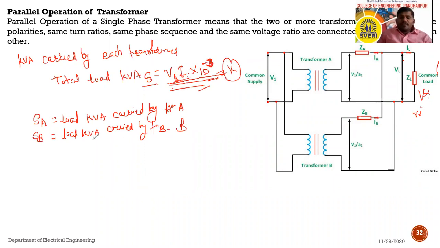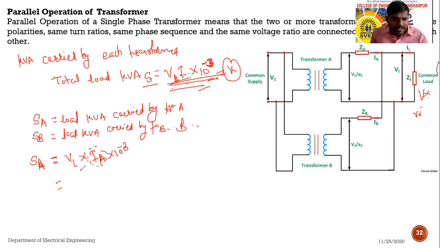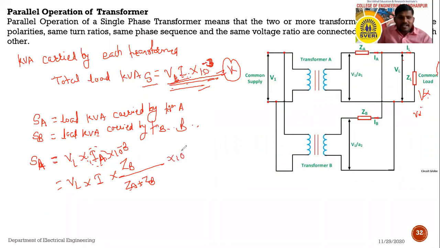So see, now if we want to calculate the kVA carried by each transformer, according to the formula, SA is nothing but the load carried by transformer A and SB is nothing but the load carried by transformer B. So the load carried by transformer A is equal to voltage VL into the current of transformer A. Transformer A will carry a current IA into 10^-3. Now we have calculated the value of IA. So it is VL into total current I into the opposite transformer impedance, that is ZB, divided by the sum of the impedance of both transformers, ZA plus ZB, into 10^-3.